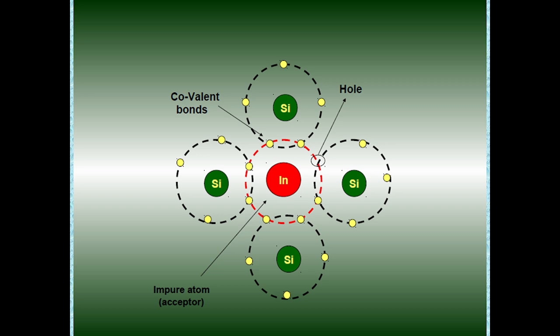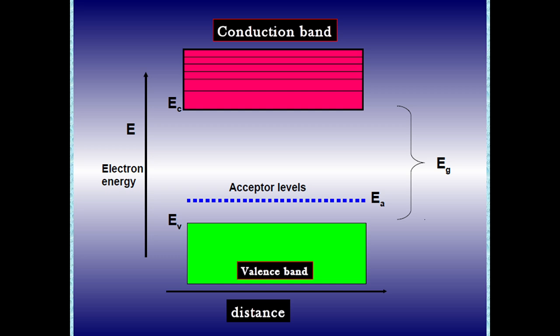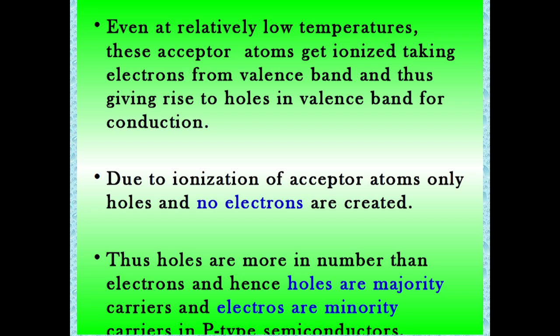This is the energy band diagram of the p-type semiconductor. The acceptor level, EA, is located near the valence band, and it is far away from the conduction band. Even at relatively low temperature, these acceptor atoms get ionized, taking electrons from the valence band and thus giving rise to holes in the valence band for conduction.